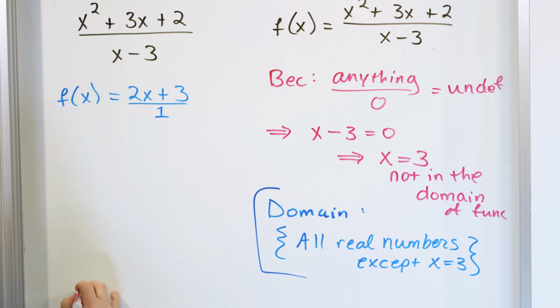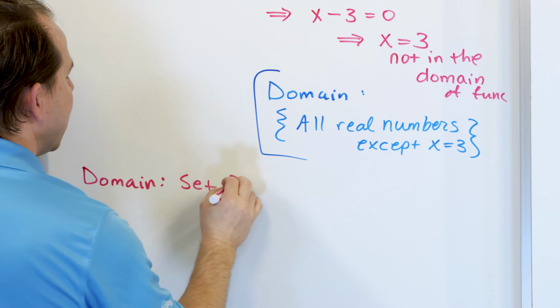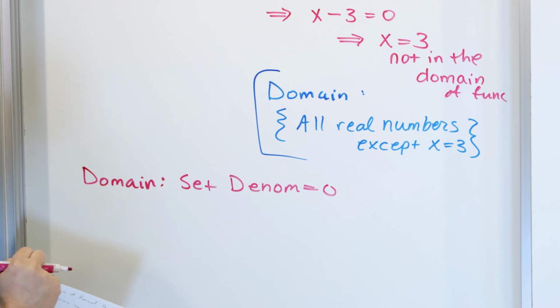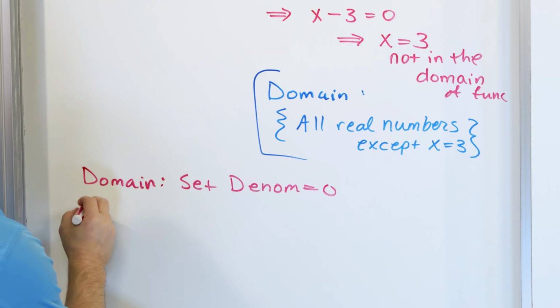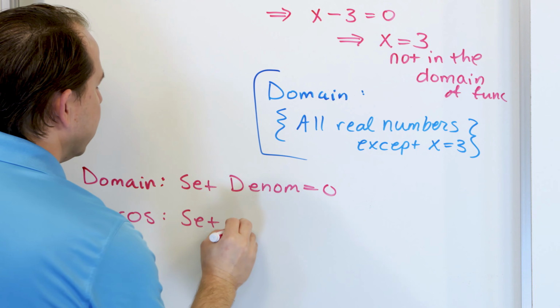To find the domain, set the denominator equal to 0. Those are going to give you the problem values that are not in the domain. To find the zeros of the function, set the numerator equal to 0.